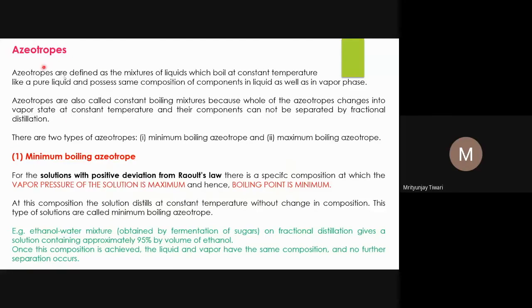Now coming to the azeotropes. Azeotropes, this is the one term that you should remember. It's also an important point. So azeotropes are defined as a mixture of liquids which boil at constant temperature like a pure liquid and possess the same composition of components in liquid as well as in vapor.